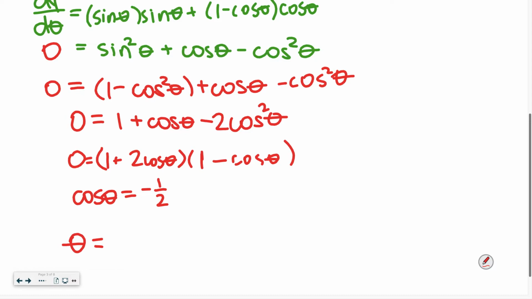That's pi over 3, right? But it's not pi over 3. It's 2 pi over 3 and 4 pi over 3. Excellent.